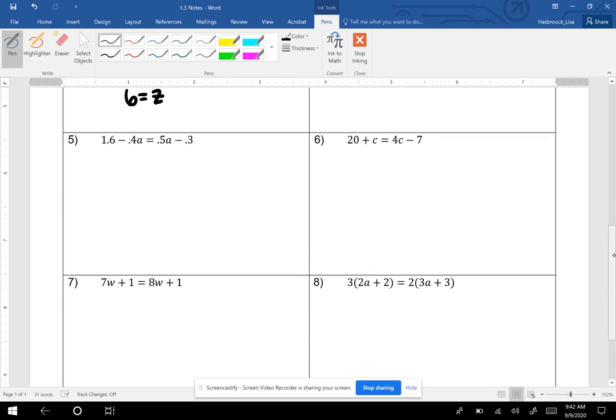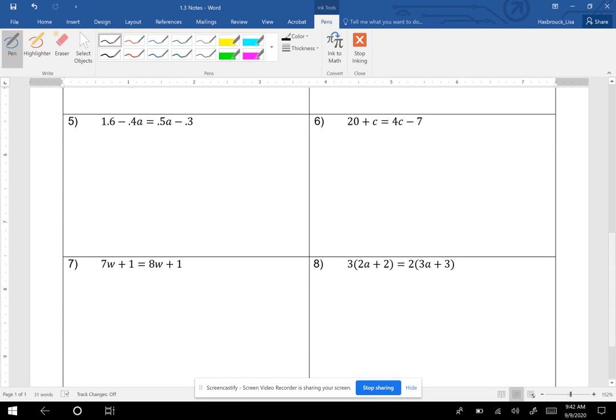Okay, for number 5, we have a bunch of decimals. There is a way to get rid of the decimals if you don't like working with them. Notice we would need to move each decimal over once to make these whole numbers. In order to do that, you multiply everything by 10. So to move decimals over once, you multiply everything by 10.